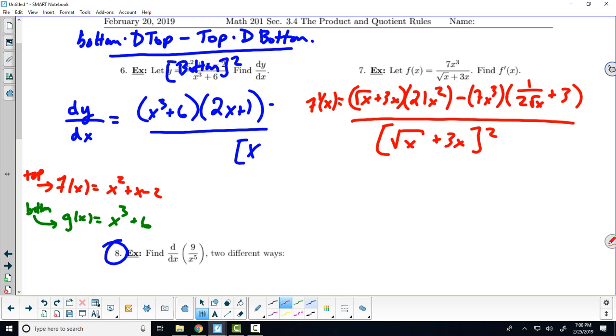Folks, are there any questions on number 7 here? Okay, double check. This is definitely one that you'll have to simplify in MyMathLab and it'll be a pain. Okay? I will not make you simplify this on an exam. Okay?